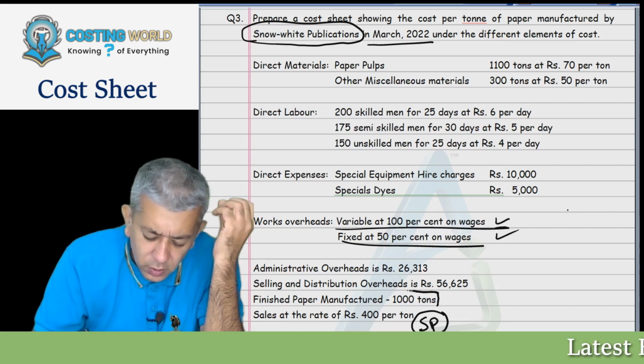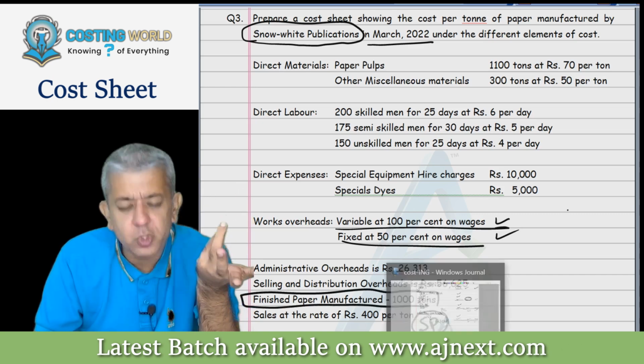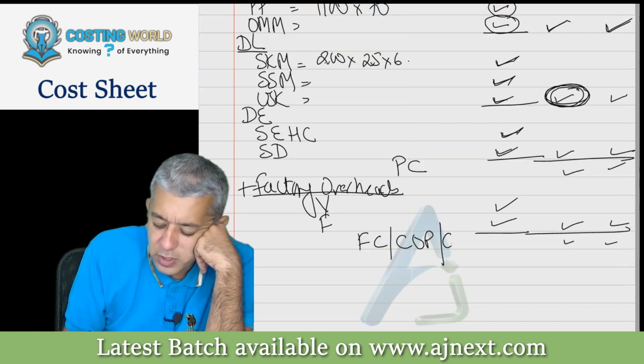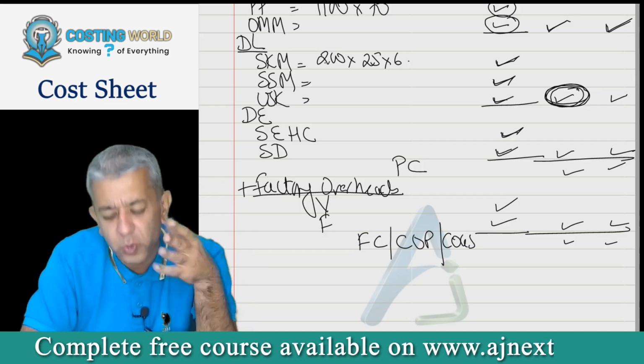No, no. You all have produced 1000. You all have sold 1000 only. So therefore there is no stock as such. So therefore this will also be your COGS. So therefore this is your factory cost also, COP also, and COGS also.